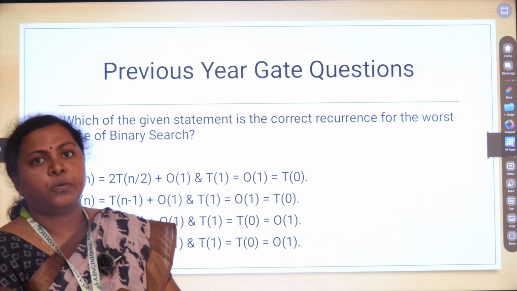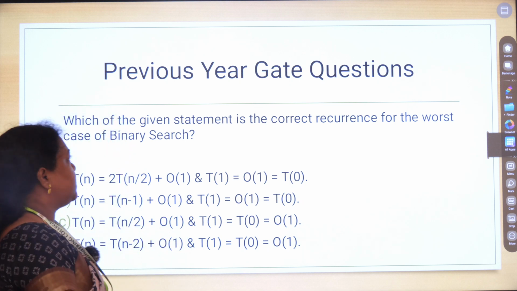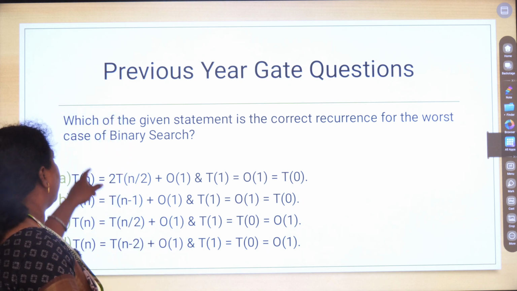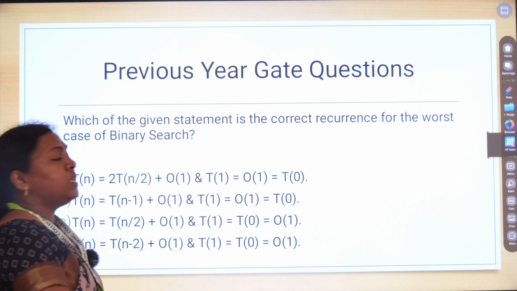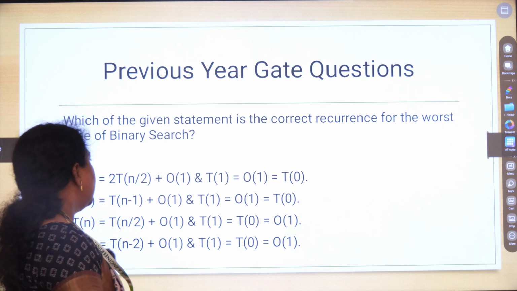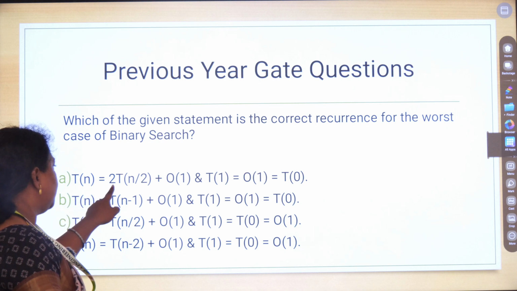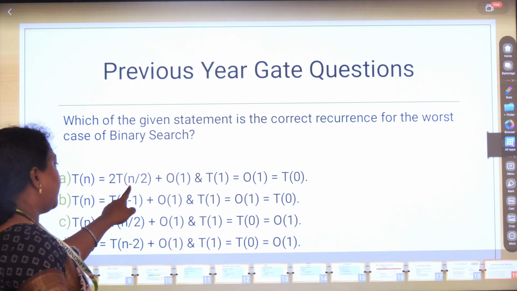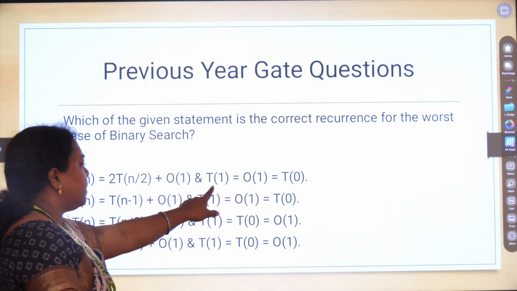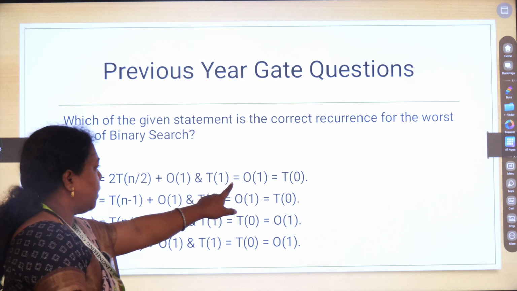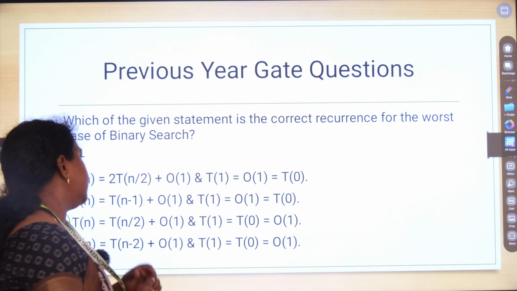Now we will discuss previous questions that have been asked in GATE. One of the questions asked in GATE was: which of the given statements is the correct recurrence for the worst case scenario of a binary search? There are 4 different answers here. T(n) is equal to 2T(n/2) plus O(1), and the time taken for one record is O(1), which is equal to the time taken for 0 records.